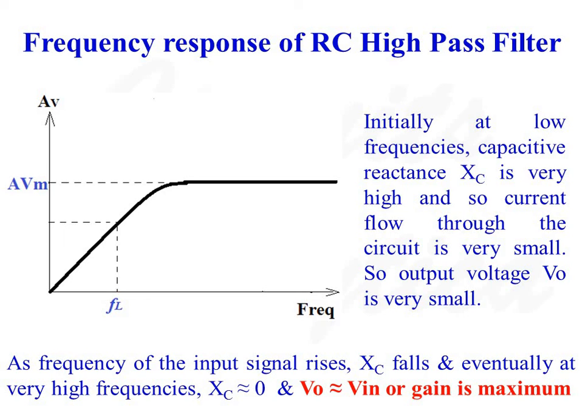And as frequency of the input signal becomes greater than cutoff frequency FL, gain of the RC high-pass filter becomes greater than the 70% of maximum voltage gain, or that becomes greater than AVM by root 2. And at high frequencies, as output voltage is almost equal to input voltage, gain reaches its maximum value. Gain is equal to 1.